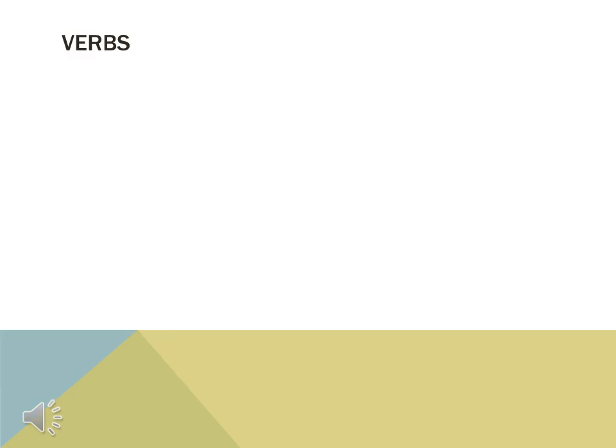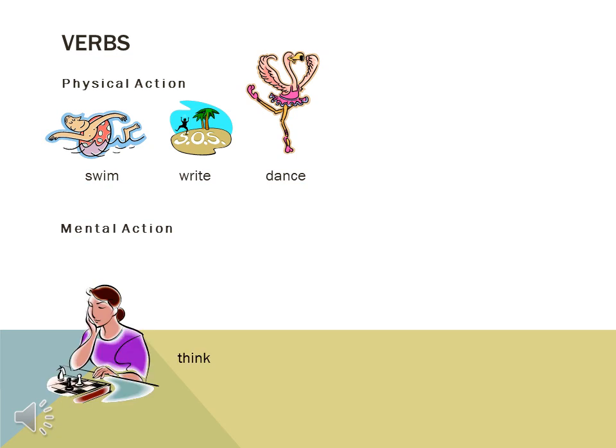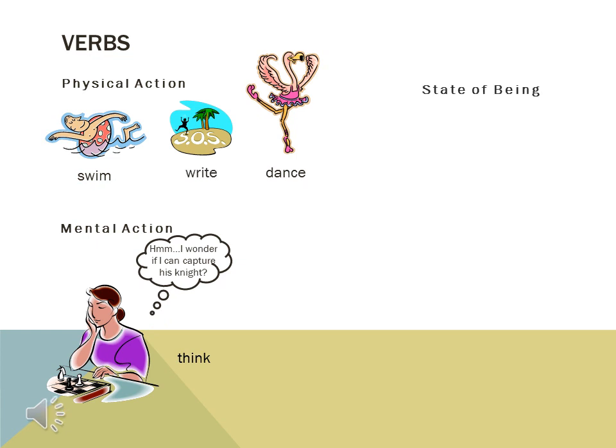Let's begin with the basics. Verbs are words that express physical action, like swim, write, dance. Mental action, like think, I wonder if I can capture his night. Or state of being, like is, are, were, which are all forms of to be.